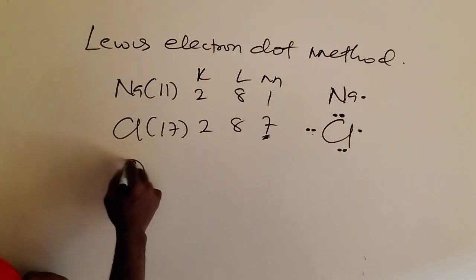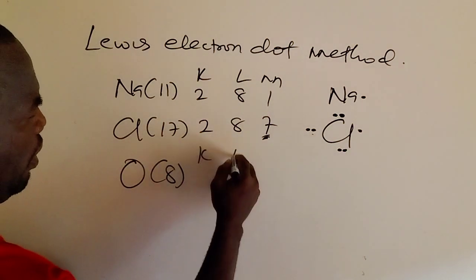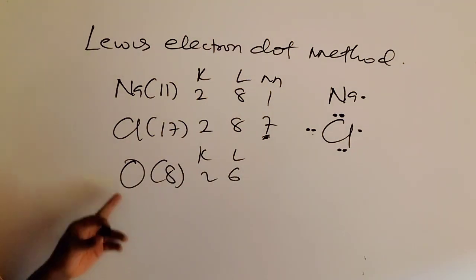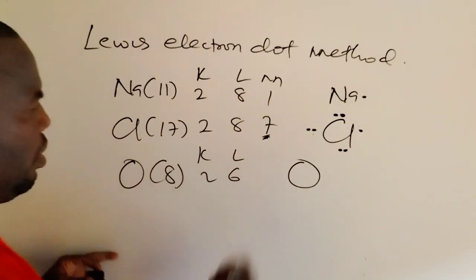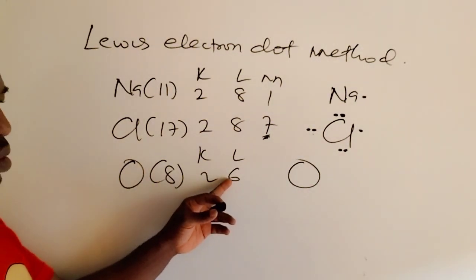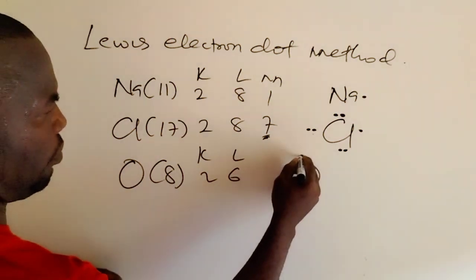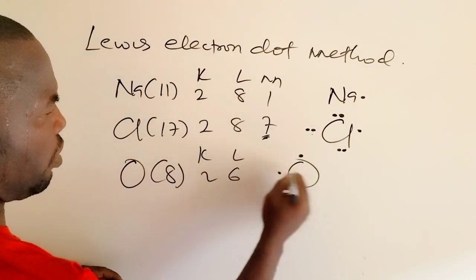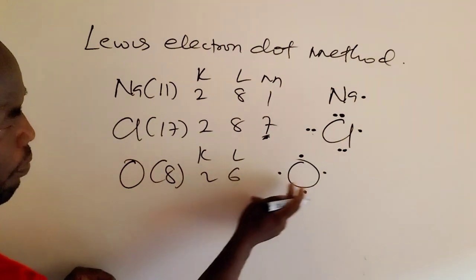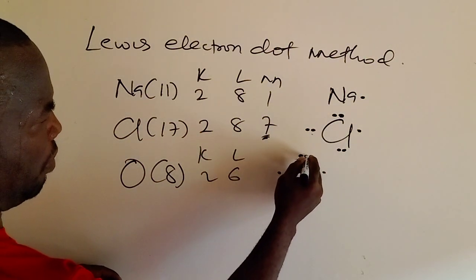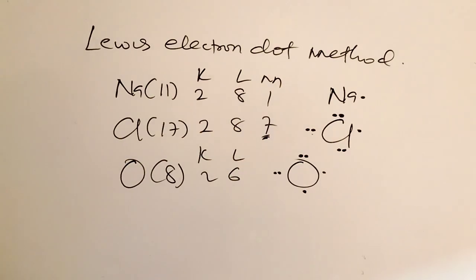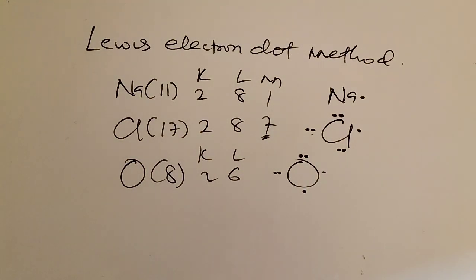Perhaps if I have oxygen, 8, K L 2, 6. For oxygen, I'll have this. I'm going to present only the atom's outer electrons, which is 6. I have 1, 2, 3, 4. Remaining 2, I'll pair any 2, then maybe this and that. That is the Lewis structure of the oxygen atom. So that is a very simple thing to understand.